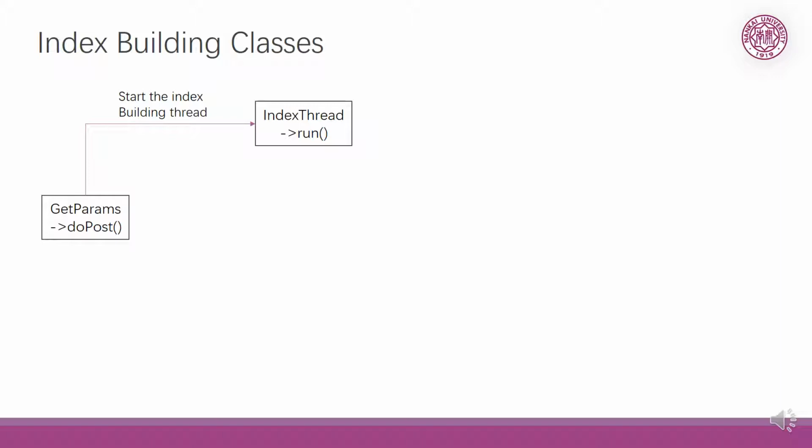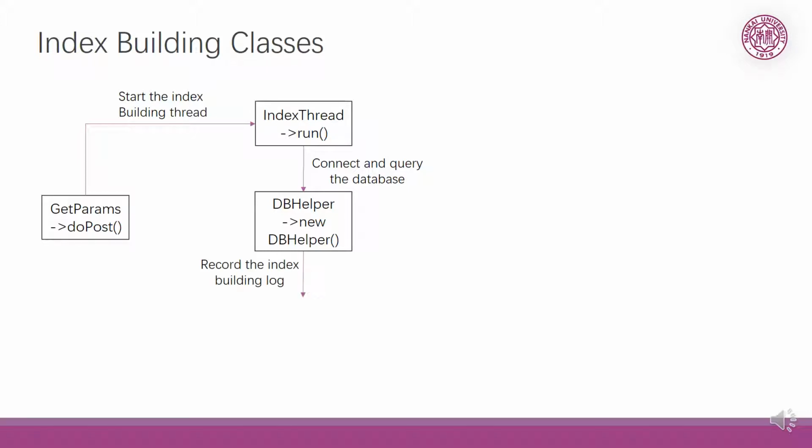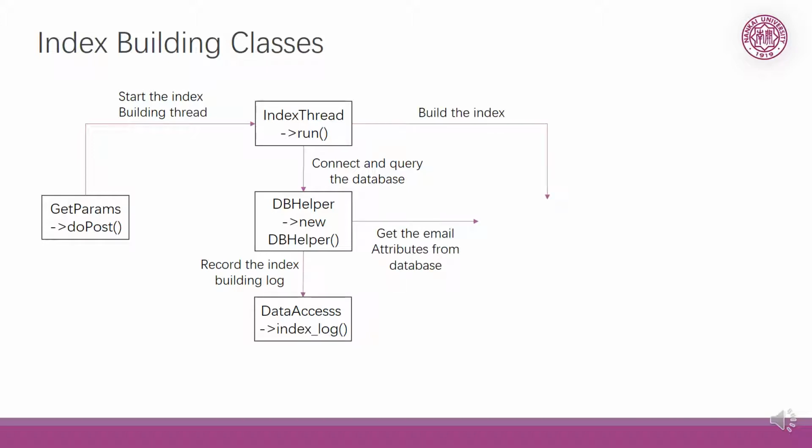The run method will first connect database and load all batch information. It will then create index file folder and name each index file using the corresponding batch name. At the same time, the index building log will be recorded into database by index log function. Since we got the email information from the database, the initialize method of the class mail index will be responsible for building two kinds of indexes.